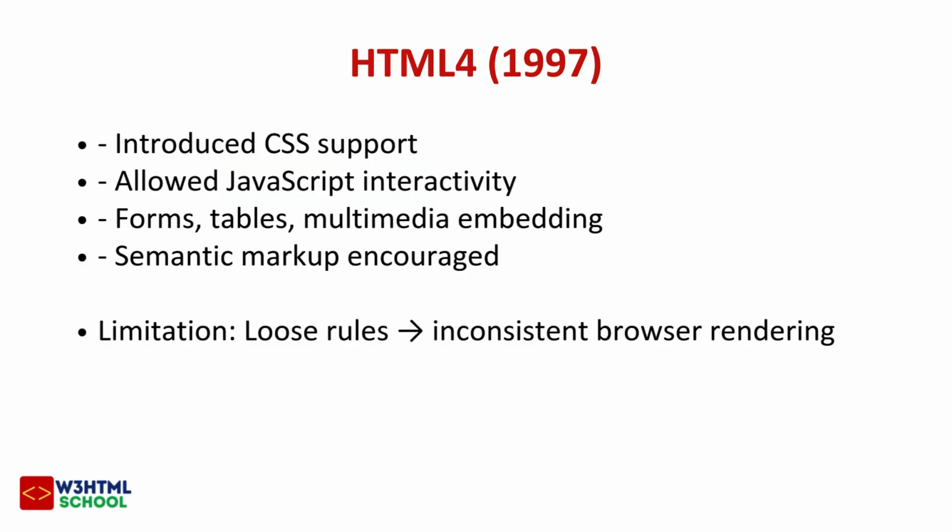HTML4, 1997. HTML4, introduced in 1997, was a big leap forward. It allowed developers to use CSS for styling, JavaScript for interactivity, and introduced elements for forms, tables, and multimedia embedding. But there was a problem. HTML4 was too forgiving. Developers could write messy code, and browsers still displayed the page. This often led to inconsistent results.